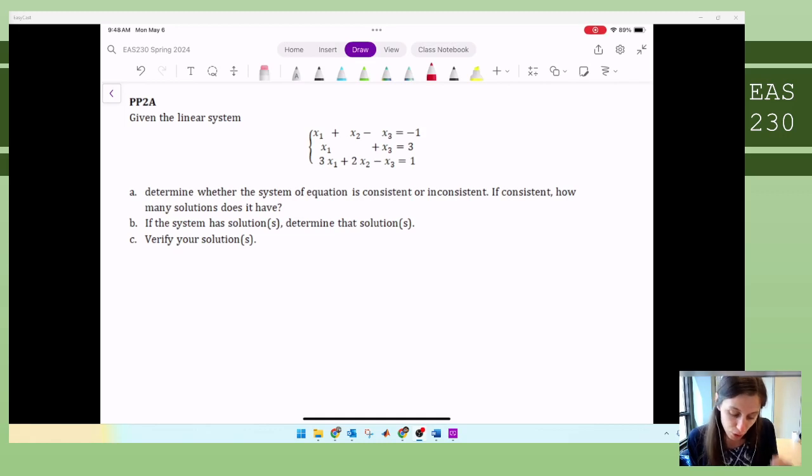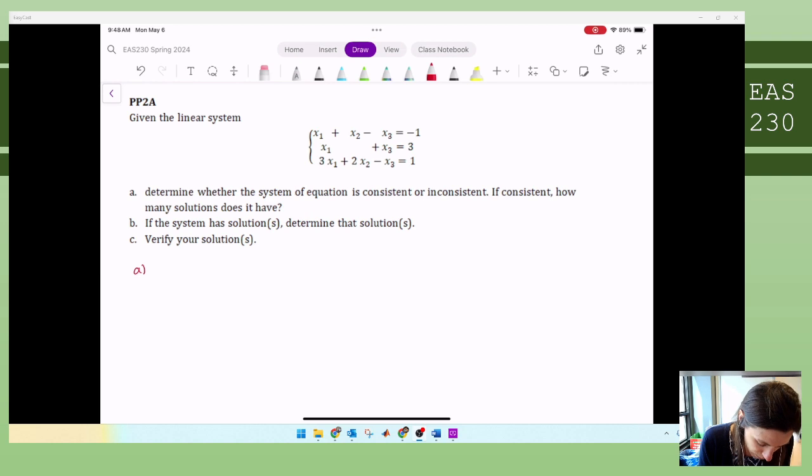Moving on to problem 2. Given the linear system, determine whether the system of equations is consistent or inconsistent. If consistent, how many solutions does it have? So it doesn't tell us what method to use for this problem. But if we're talking about determining whether or not a system of equations is consistent or inconsistent, the best way, or the easiest way to go about doing this, is to use Gauss elimination.